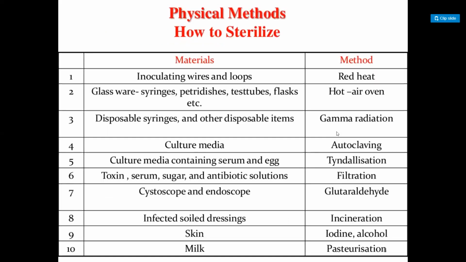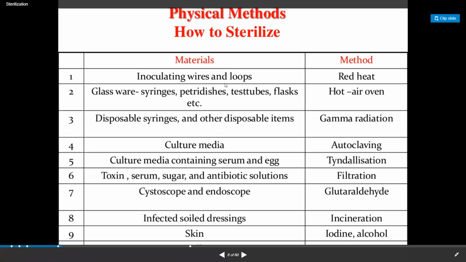Now, coming to the physical methods, how to sterilize. As I have stated earlier, depending upon the type of materials, the type of sterilization will change. Suppose the inoculating wires and loops. These wires and loops are basically made up of metals or non-metals. This type of material mainly requires red heat. You need to heat the wire. Those people who have worked in microbiology labs have seen that the inoculating loops are red heated before being used in the culture medium. That means when red heat is applied, the wires and loops get sterilized.